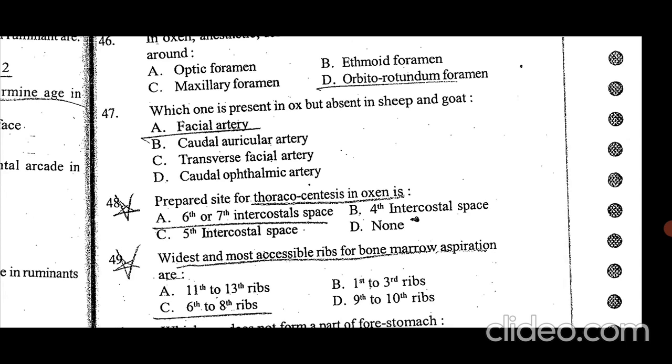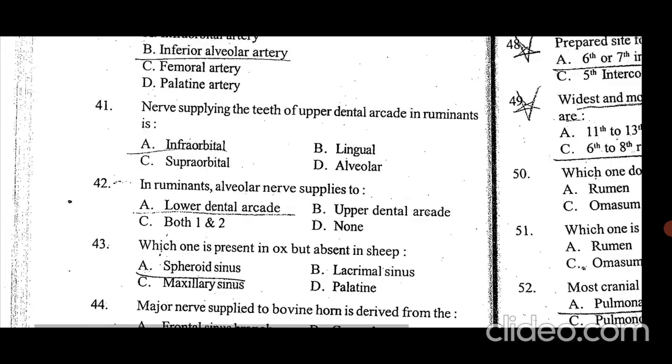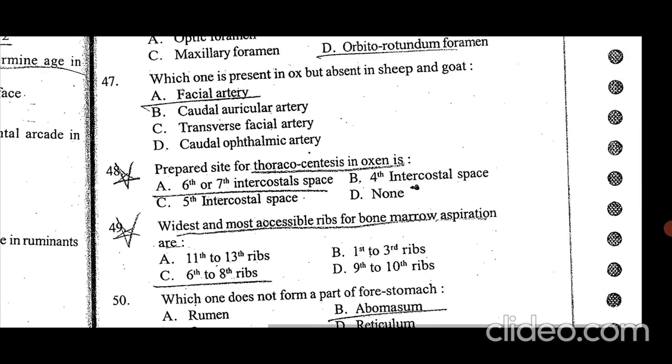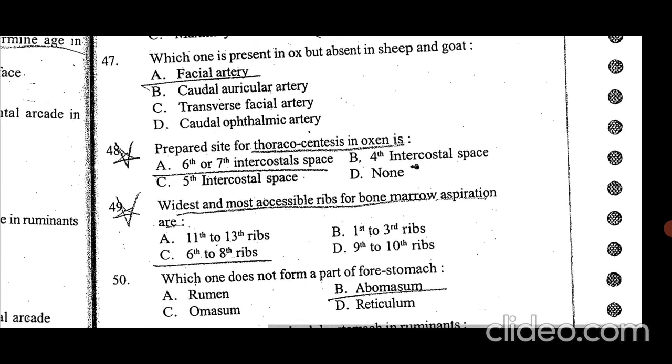The ox has a facial artery and a sphenoid sinus, whereas sheep do not have the sphenoid sinus and facial artery, and goat only lacks the facial artery. The widest and most accessible 6th to 7th intercostal spaces are the site for thoracocentesis and bone marrow aspiration, and we can also take the bone marrow aspiration from the 7th to 8th ribs.